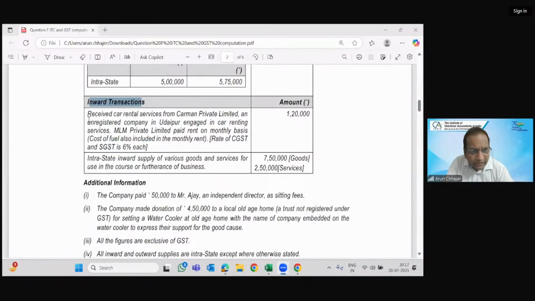received car rental service from Carmen Private Limited, an unregistered company in Udaipur, engaged in the car renting services. MLM Private Limited paid the rent on monthly basis. Cost of the fuel included in monthly rent. Rate of the GST 6% each.